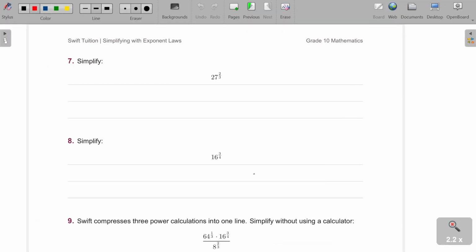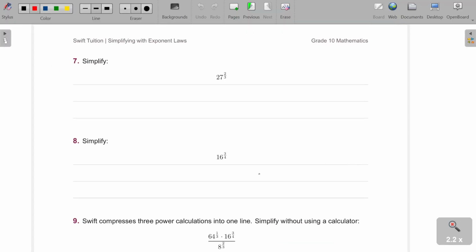We're asked to simplify this. And this is where the tip that you'll hear me say a lot when working with exponents comes in, which is to take any particular exponent and try to write it as a product of its prime factors.